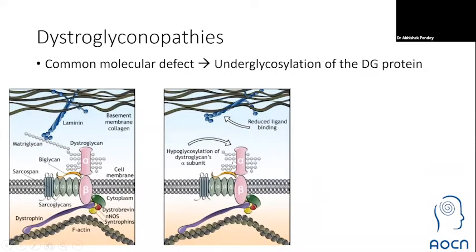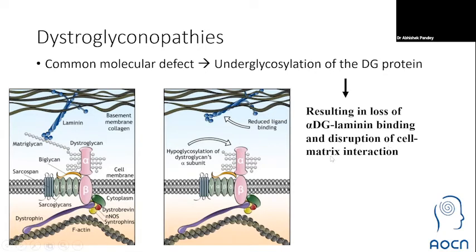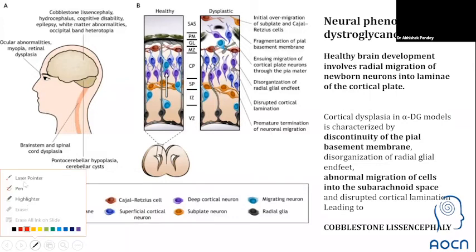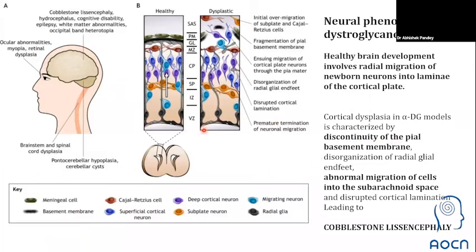So we can see this is the alpha-dystroglycan, and in the presence of hypoglycosylation, there is reduced ligand binding. So it cannot connect the intracellular to the extracellular cytoskeleton. So there is disruption of cell matrix interaction. As a result of this disruption of cell matrix interaction, as the neurons are migrating toward the brain surface, they over-migrate because there is discontinuity of the pial basement membrane. And as a result, these neurons over-migrate and result in the finding of cobblestone.